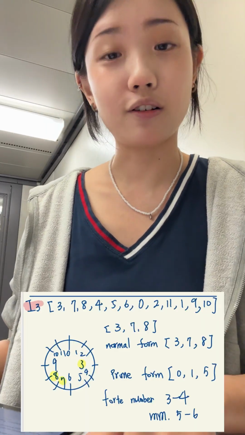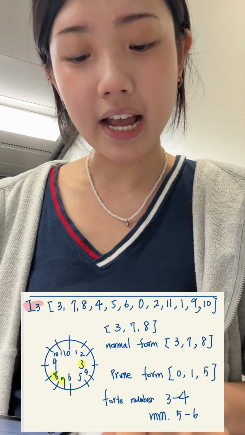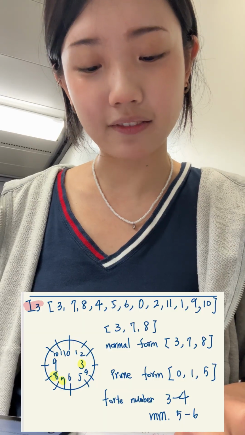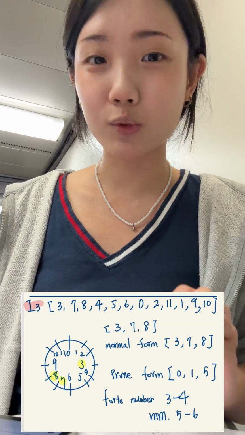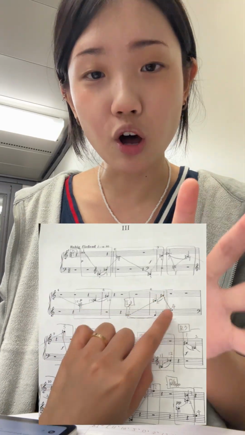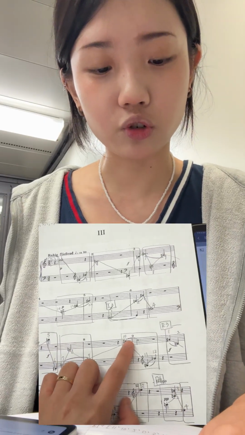So now here's the really interesting part. If we look at the I3 row, the I3 row is 3, 7, 8, 4, 5, 6, 0, 2, 11, 1, 9, 10. This row has the same duration, the same rhythm pattern: long, short, short, long, short, short, long, long, long, long, short, short.